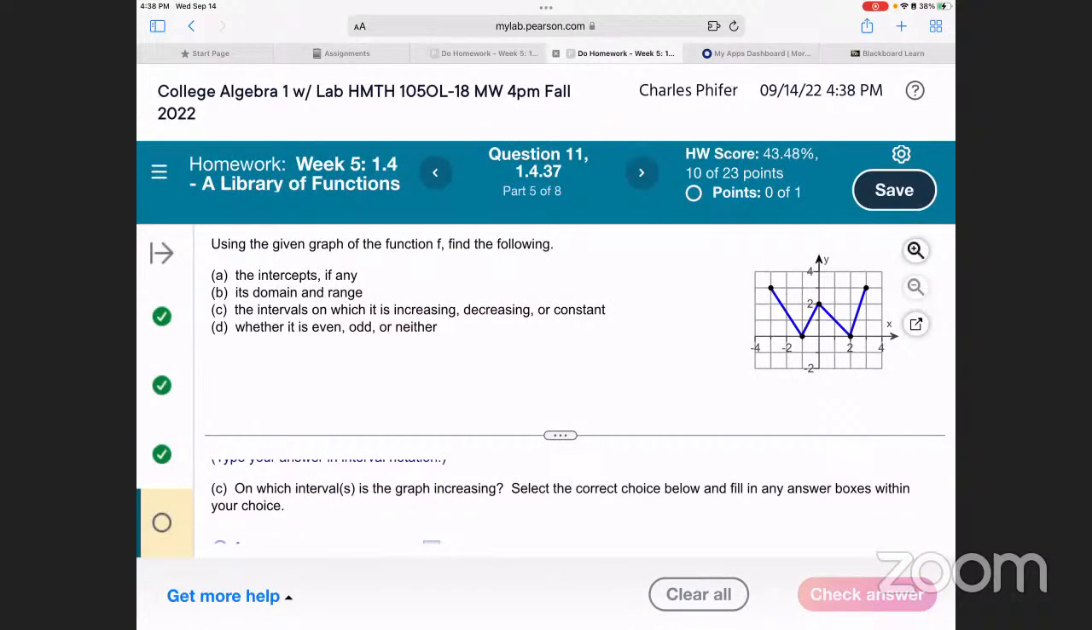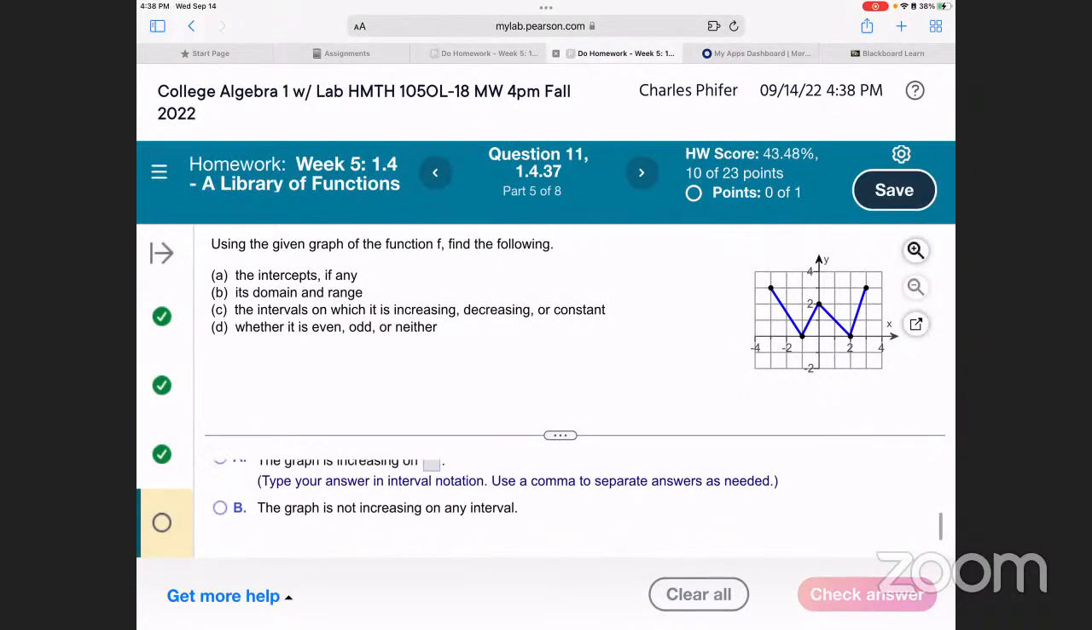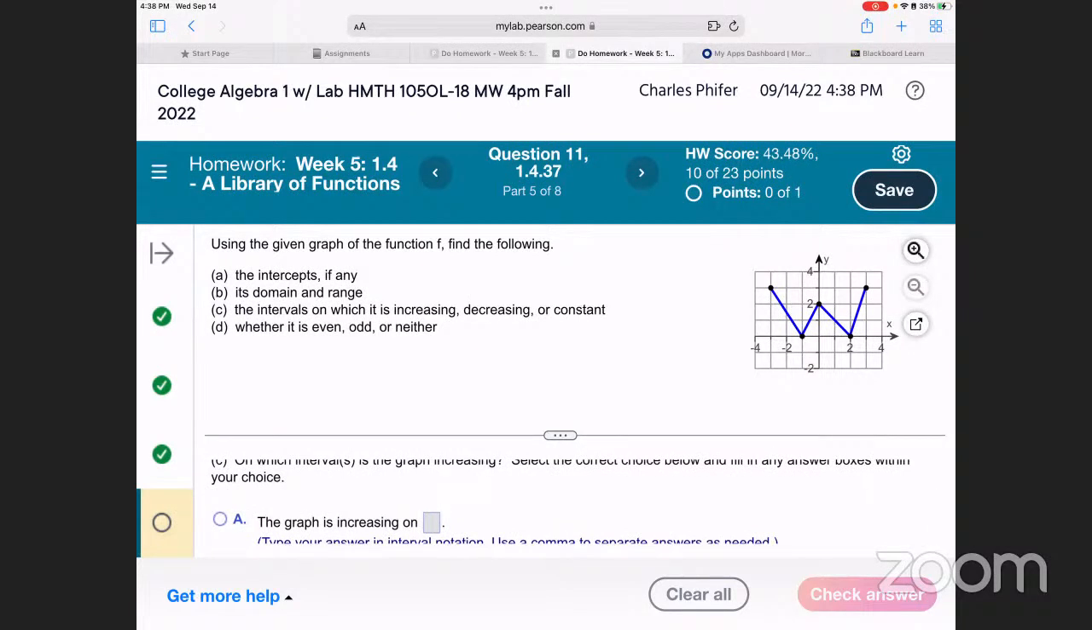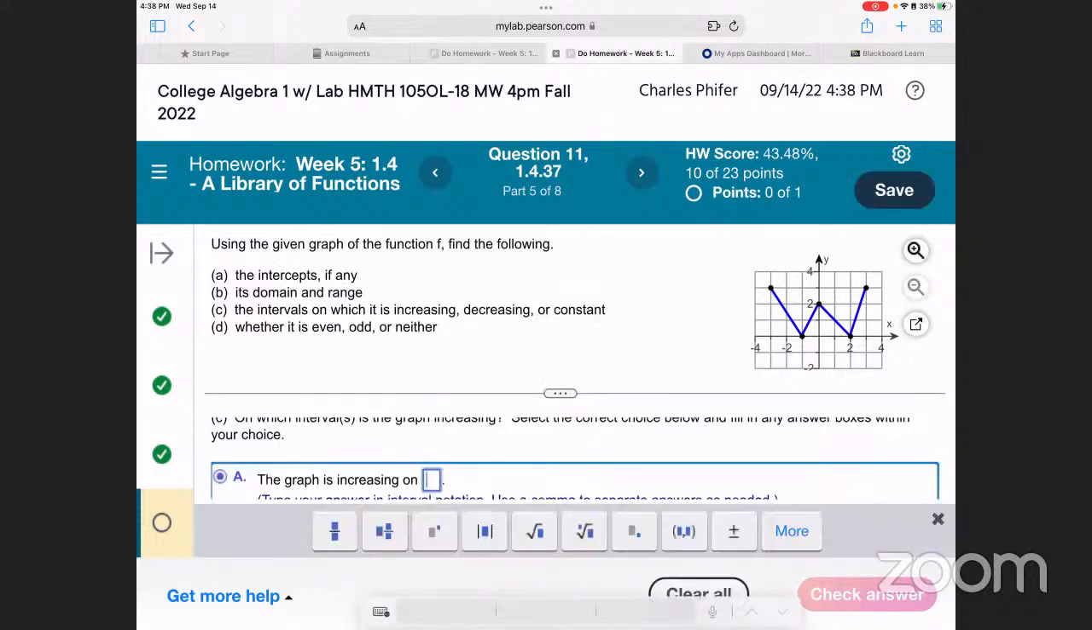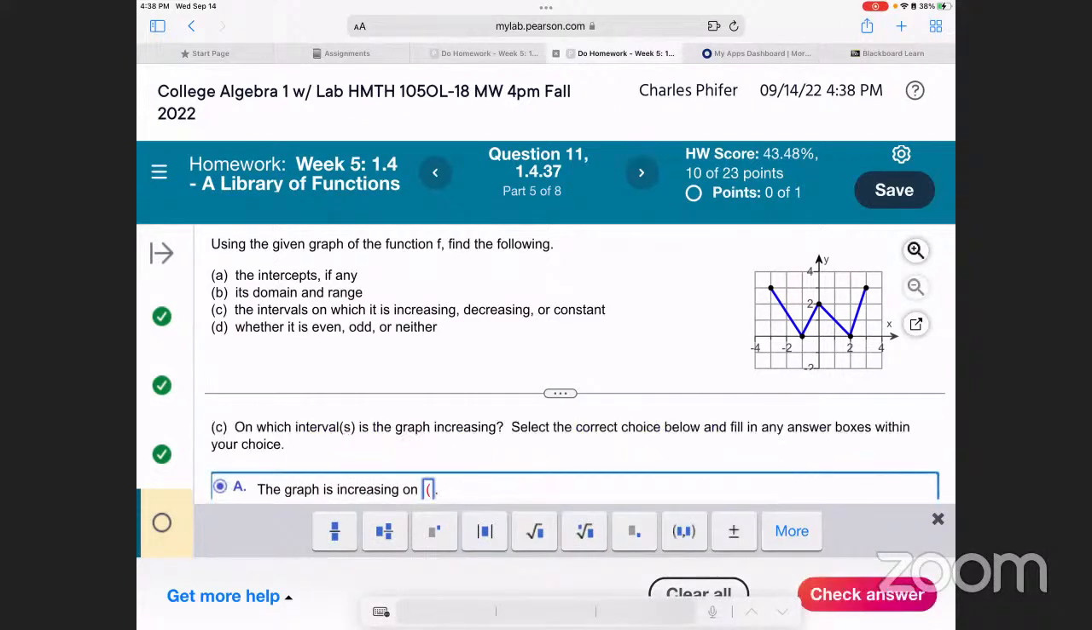On which interval is the graph increasing? Okay. So it's increasing on 2 intervals. It seems to be like 4 main sections. You got 1, 2, 3, 4. It's increasing as x goes from -1 to 0. So we use parentheses here. -1 to 0. And I'm going to say comma to identify the next interval. It's also increasing as x goes from 2 to 3. So I'm going to say parentheses, 2, 3, close parentheses.